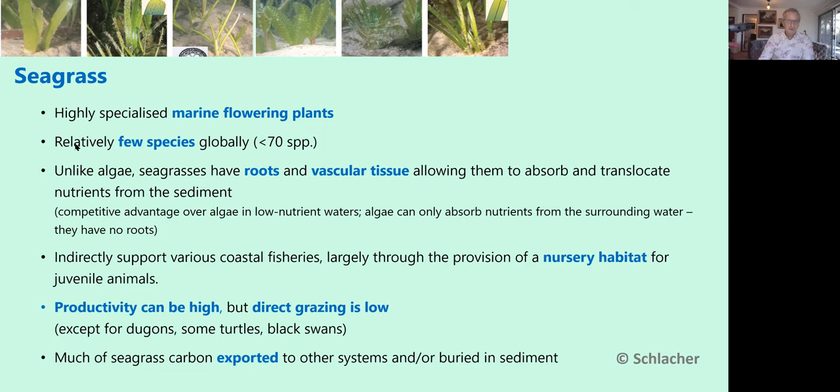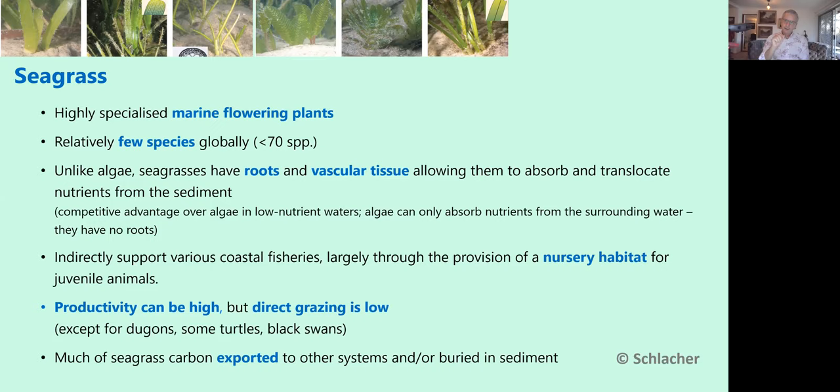If you hate keying things out and you want to know what everything is very quickly, then don't work on insects, but work on seagrasses. They have very few species globally, about 70, but most of them are very, very abundant. But here's the thing. Algae, no matter how big they are, and they can be, like kelp, they don't have roots. So they have to absorb all the nutrients through their outer body surface into their thallus.